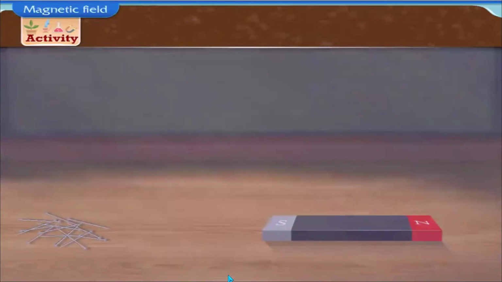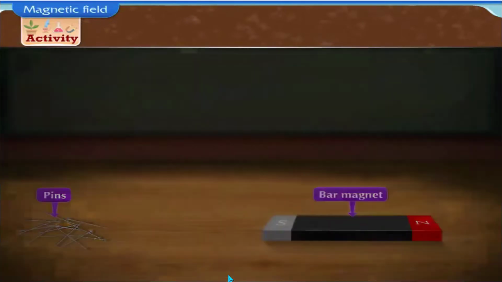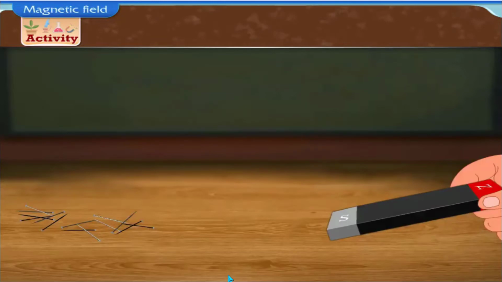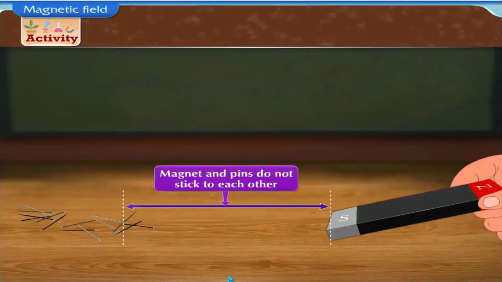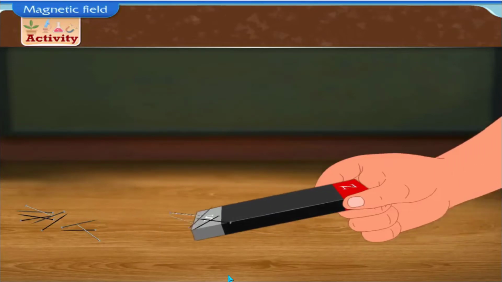Magnetic field. Let us perform some activities to understand this concept. Let us take a bar magnet and some pins. Now, place the pins at a distance from each other such that the magnet and pins do not stick to each other. Let us now slowly move the magnet towards the pins.